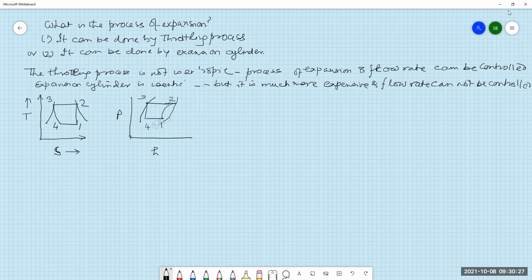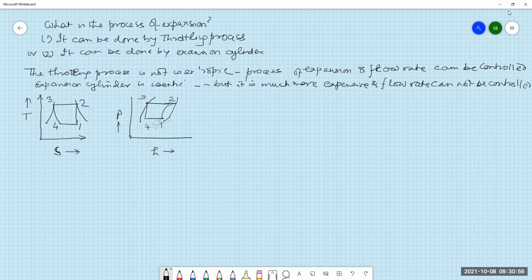So this is all trivial, which was shown in the book itself. That is 1 to 2, the compression process, which is supposed to be vertical in the T-S diagram. There is no change in entropy. 2 to 3 is the horizontal line, which shows that the entropy is changing from 2 to 3, where heat is released.